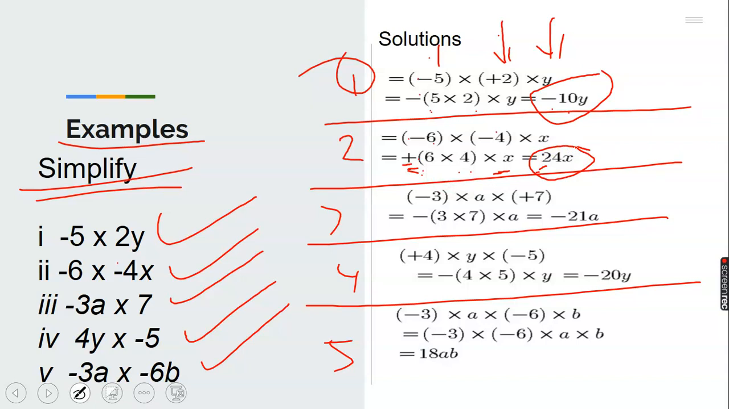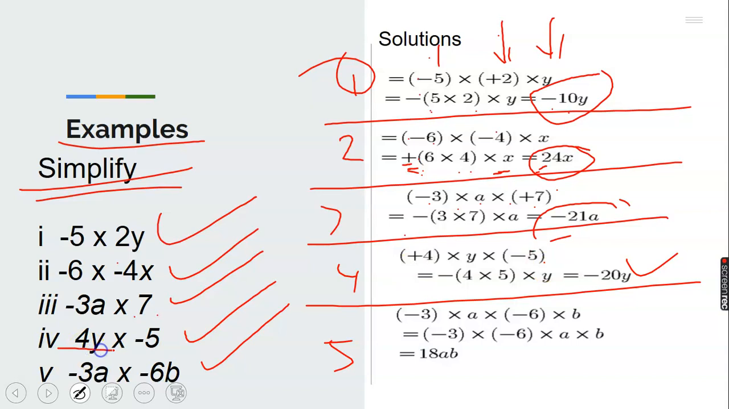Again, minus 3 times a times plus 7. You can see 7 is standing alone. Unless it is written there, it is a positive number. Now, minus 3 times 7, that will be minus open bracket 3 times 7, close the bracket, times a equals to minus 21a. The same thing with the fourth example, which is plus 4 times y times minus 5.